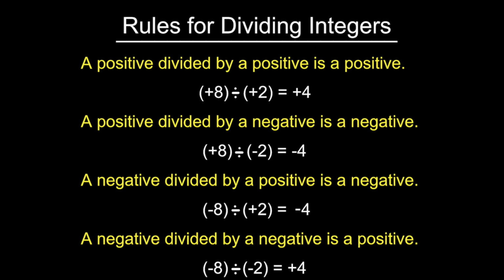A negative divided by a positive is a negative. Negative 8 divided by positive 2 equals negative 4. And then a negative divided by a negative is a positive. For example, negative 8 divided by negative 2 equals positive 4.